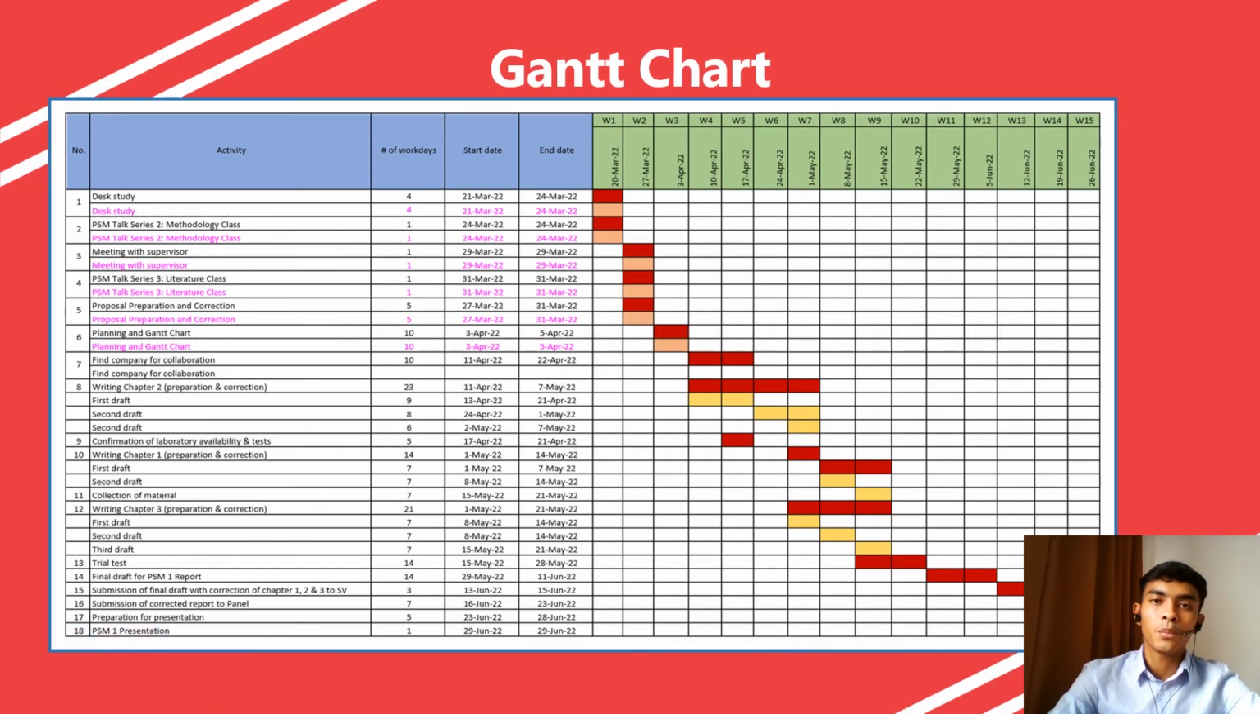Before I end my presentation, I will show you my Gantt chart for this semester for this subject. The Gantt chart includes all the activities from week 1 until week 15 of my project scope of study.